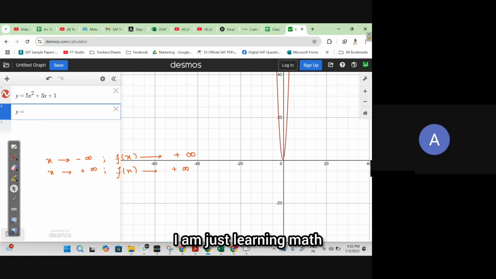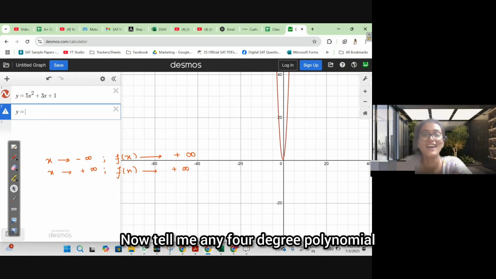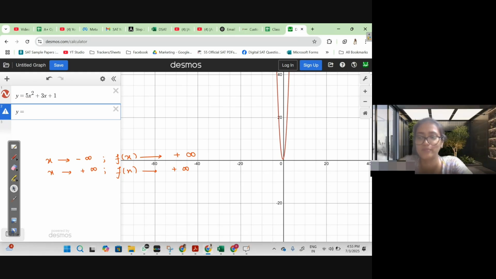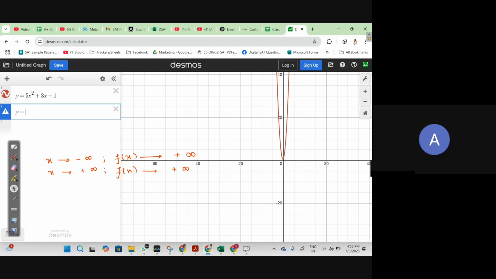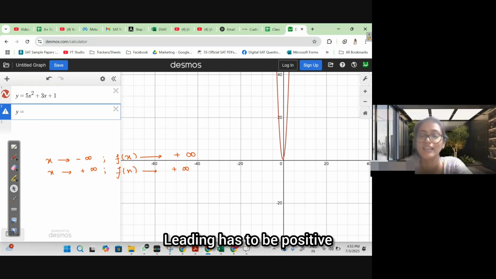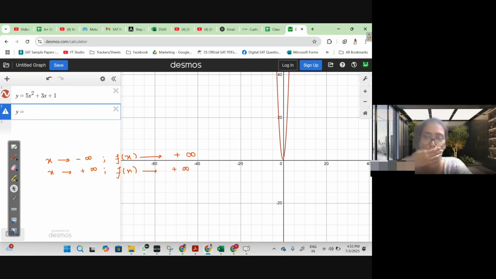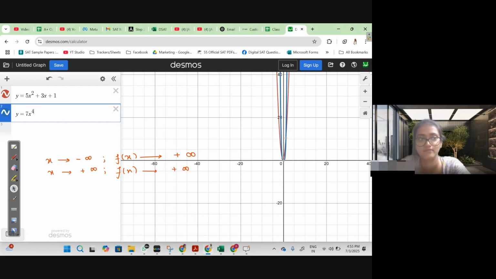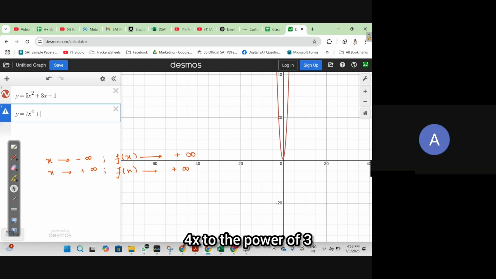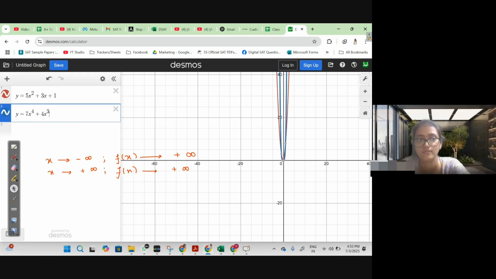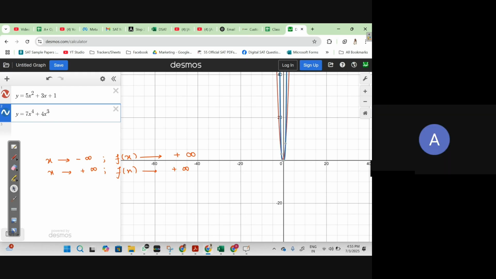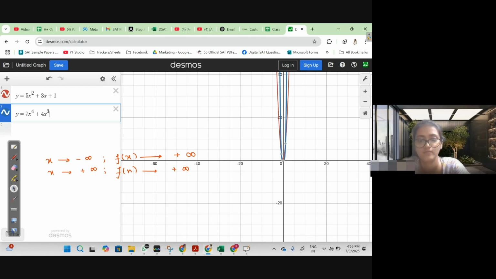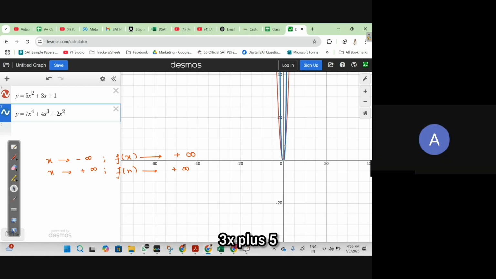Now tell me, I'm just learning math. Any 4-degree polynomial will have the same behavior. The leading coefficient should be positive and the degree should be 4. Okay, that's easy then. 7x to the power of 4 plus 4x to the power of 3 plus 2x to the power of 2 plus 3x plus 5.